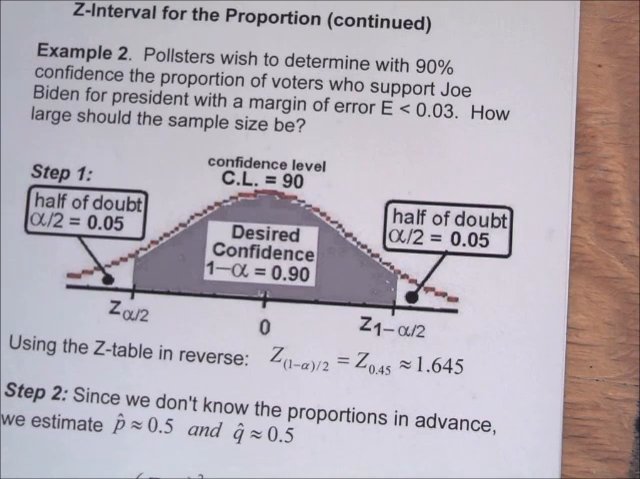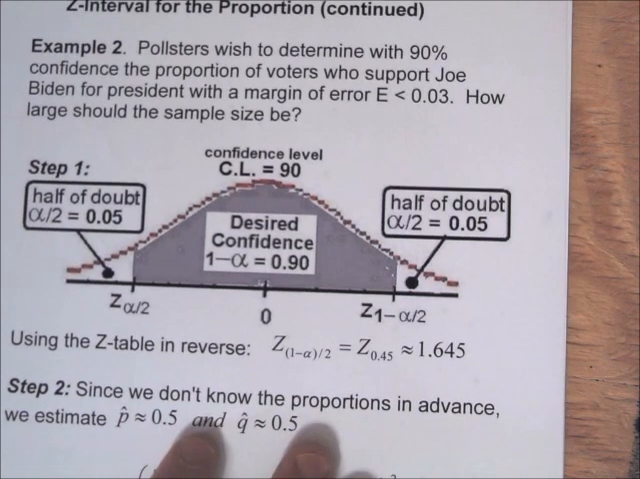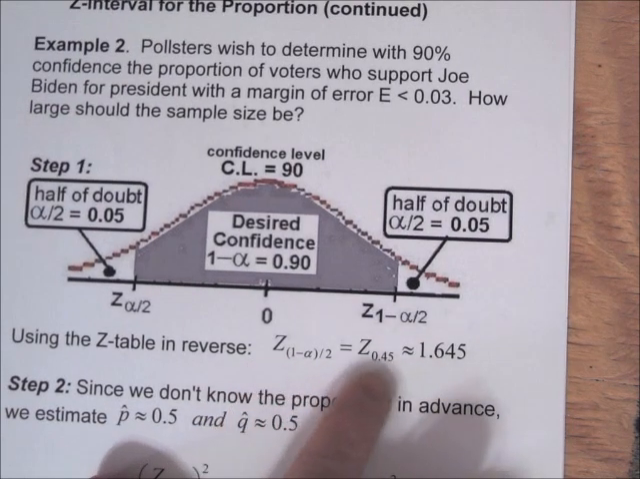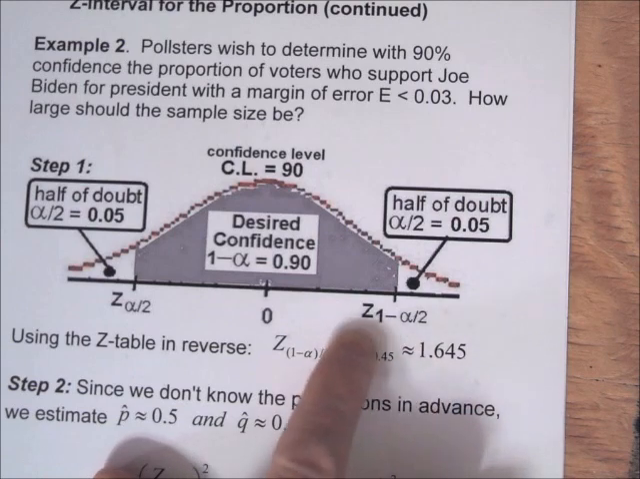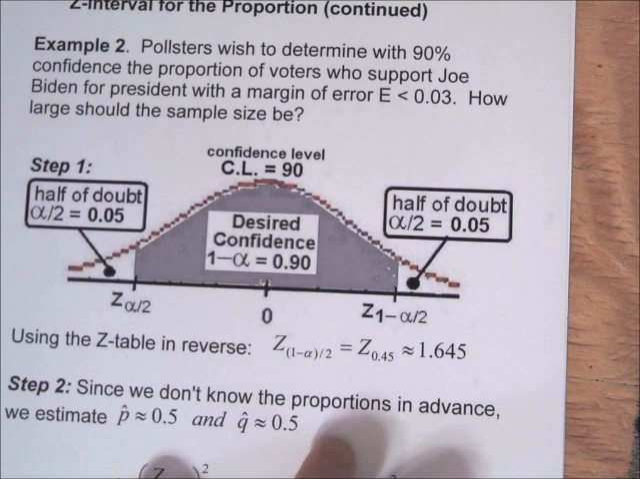In this example here, pollsters wish to determine with 90% confidence the proportion of voters who support Joe Biden for president with a margin of error less than 0.03. How large should the sample size be? So this 90% confidence, that's the same level of confidence we used before in the previous example, and we have a z-score of 1.645 corresponding to that level of confidence.